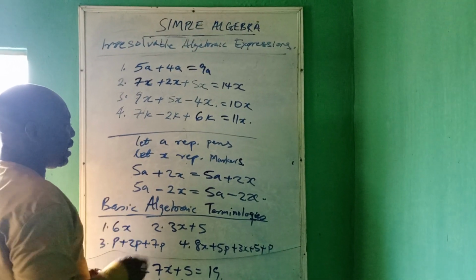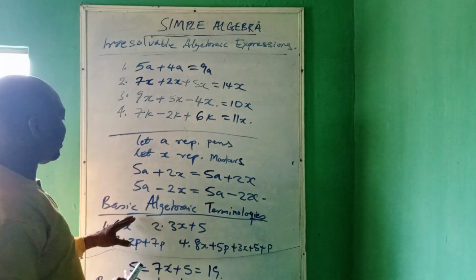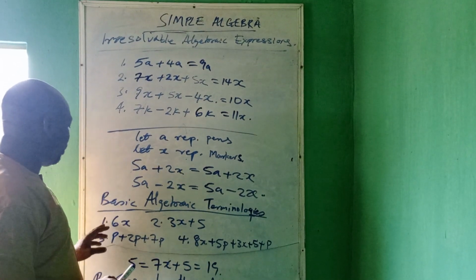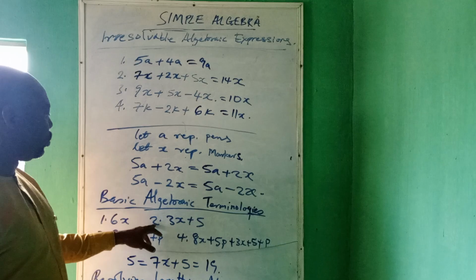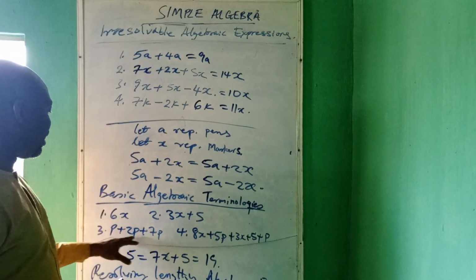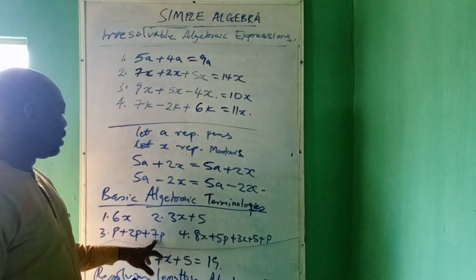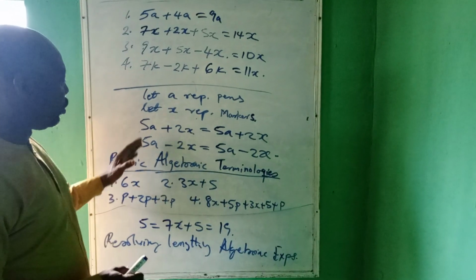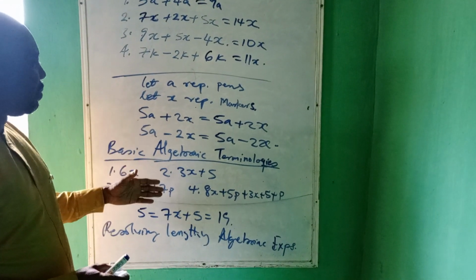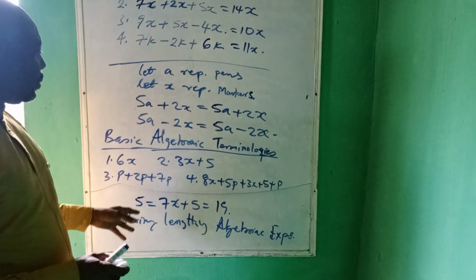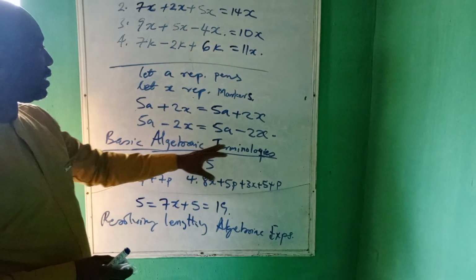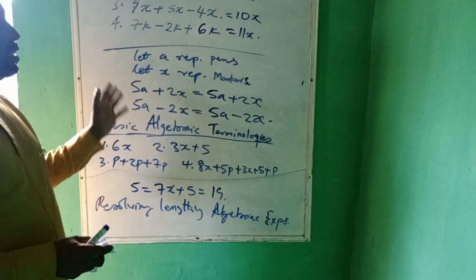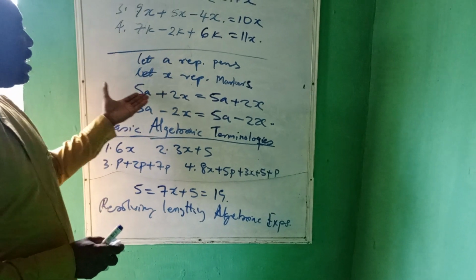And now this will take us to what I tag basic algebraic terminologies. Like you see one here, 6x, 2, 3x plus 5. Here you see p plus 2p plus 7p, 8x plus 5p plus 3x plus this. I just want to differentiate the difference between term, expression, and equation. That's what we are doing in these basic algebraic terminologies. Like you can see me mentioning expression, terms. Some of you might start feeling confused, like when I say this expression is irresolvable.